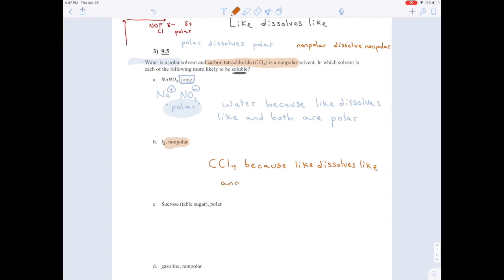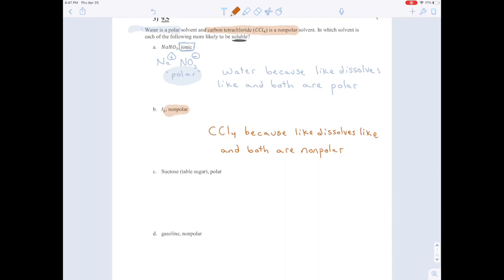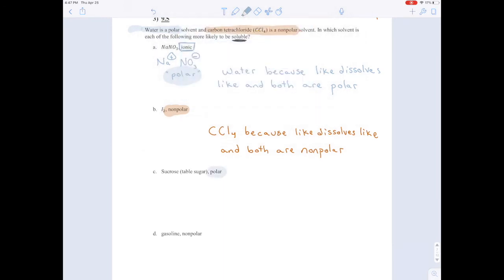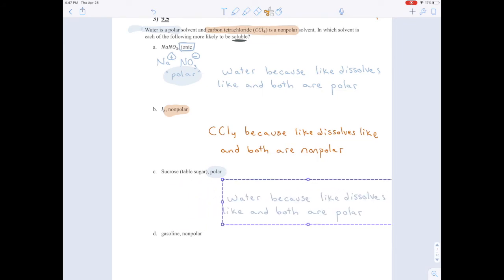And both the I2 and the CCl4 are nonpolar. Okay, how about for C? In C, it says sucrose, that's table sugar, is polar. So what will it dissolve in? Water. Why? Because sucrose is polar, water is polar, and like dissolves like.